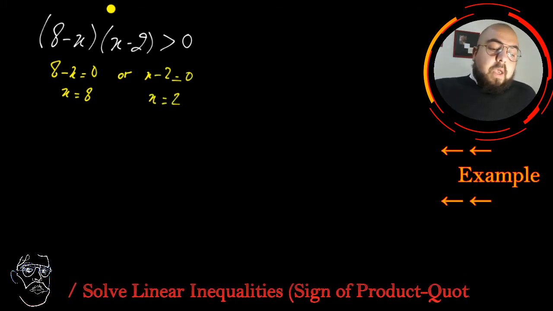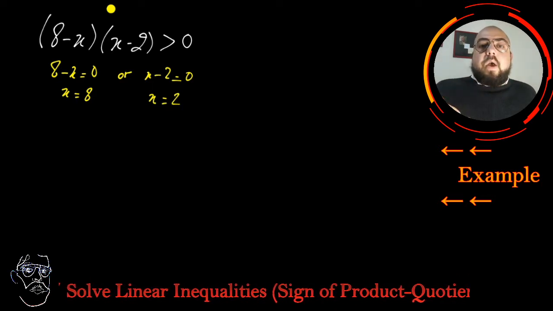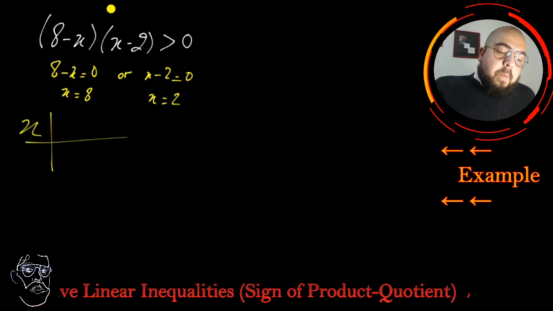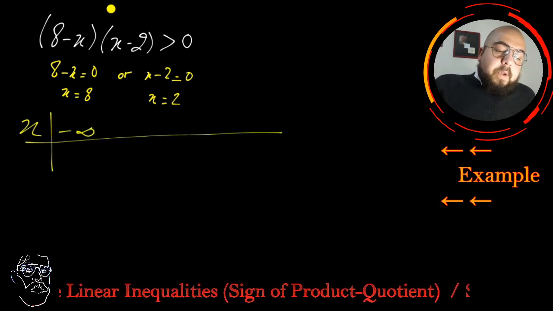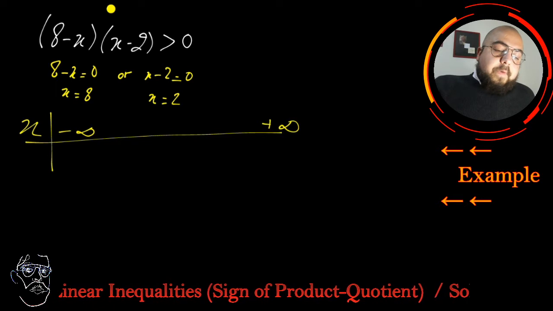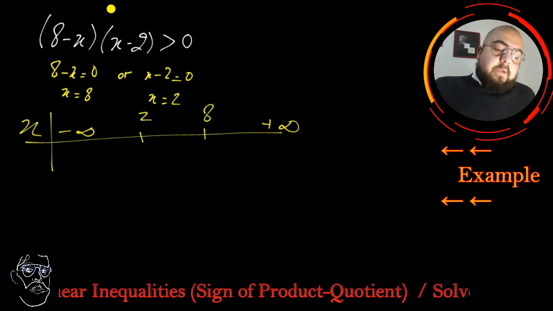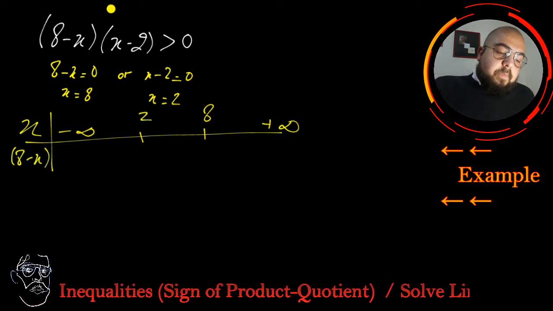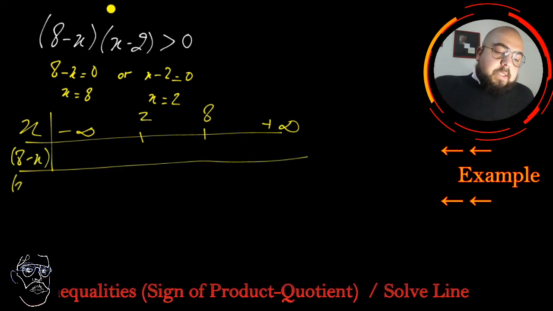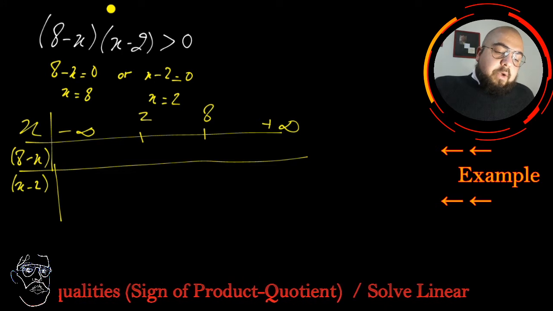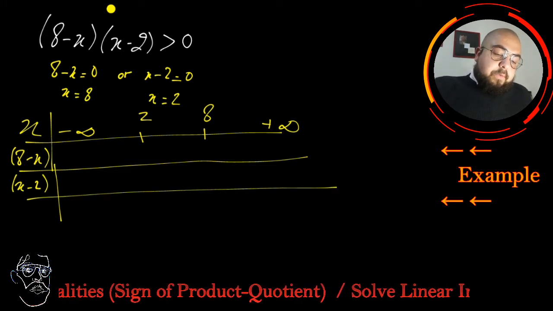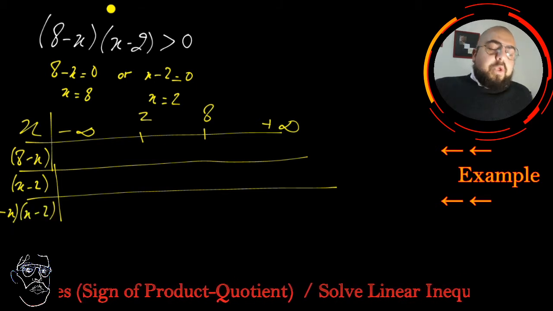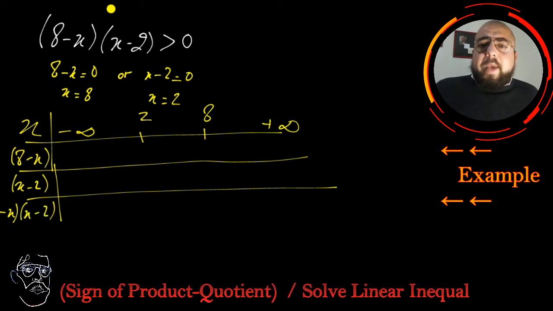All right. Now from this, I will have to do the same table of signs. So x going from minus infinity to plus infinity. The values are 2 and 8. The first factor is 8 minus x. The second factor is x minus 2. And then you have the product, which is of course 8 minus x times x minus 2, which you can write down as p of x.